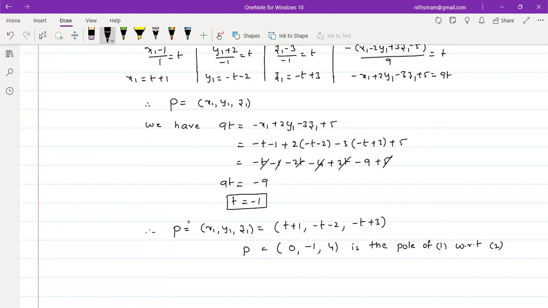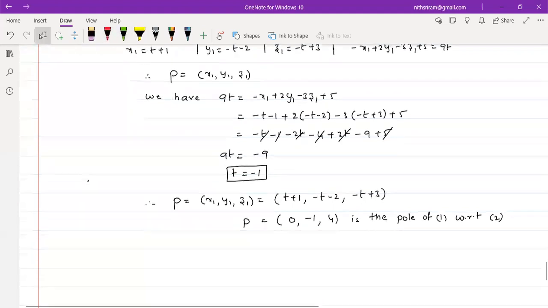So in this way we can find the pole of the plane equation with respect to the sphere. I am giving you one more problem on this model. You have to solve this and find the pole.